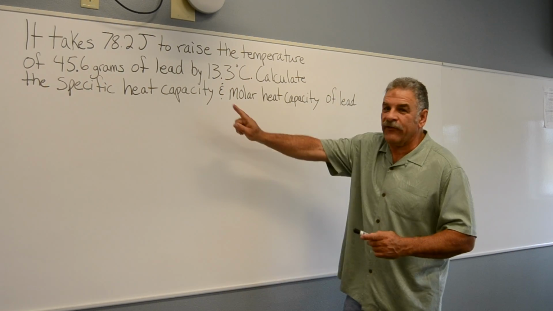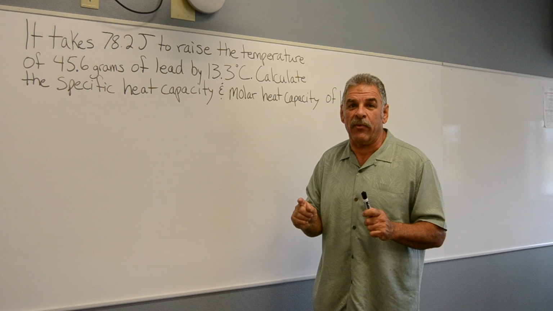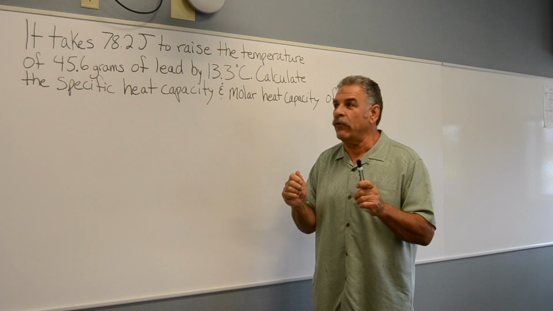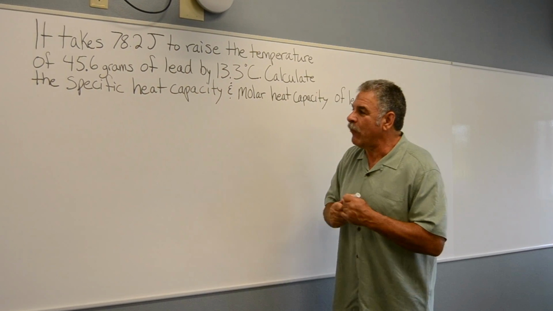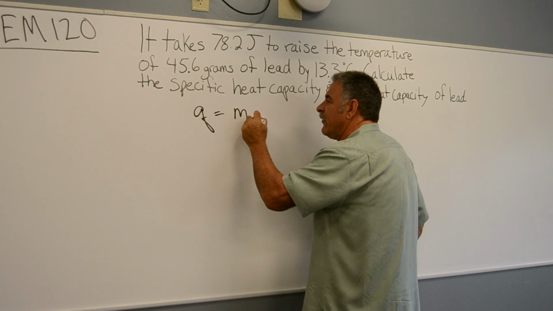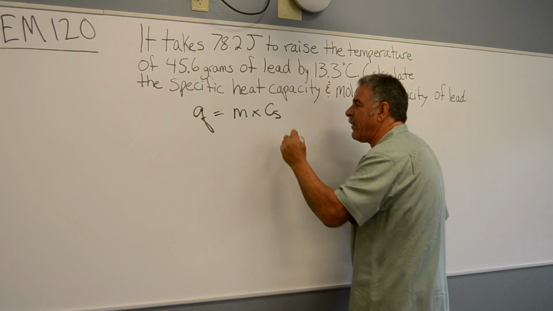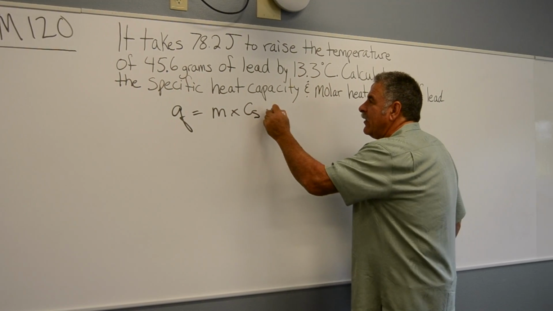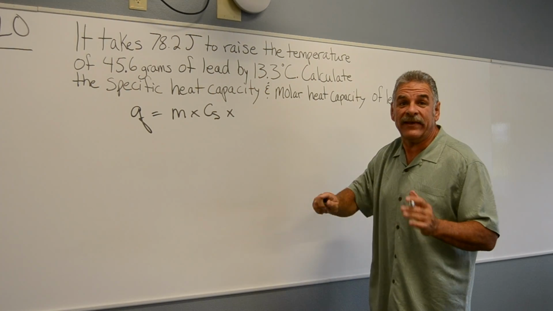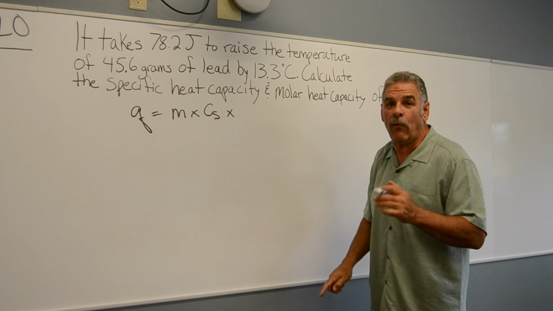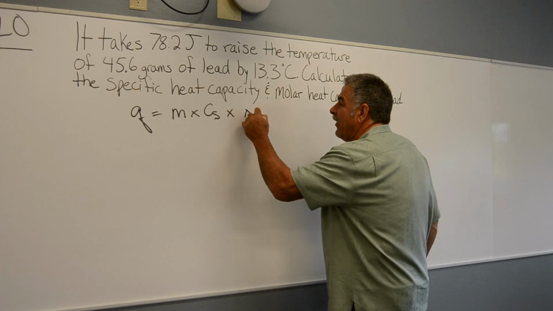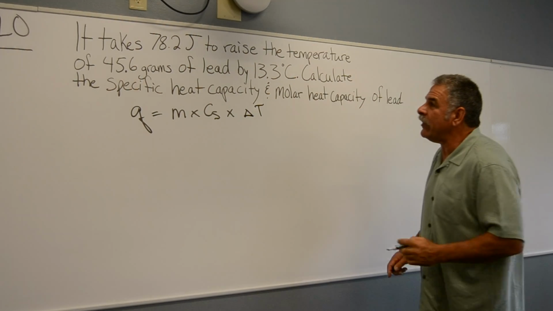Today we're going to take a look at this problem, which is a specific heat capacity problem. Remember, Q is heat transferred in joules. So to remember that reaction, we have Q equals mass times specific heat capacity of whatever substance we're looking at, which is generally water, but this time it's lead. So it's going to be a different specific heat than the 4.184 joules per gram degree C than we're used to, and then delta T. So let's look at our problem.